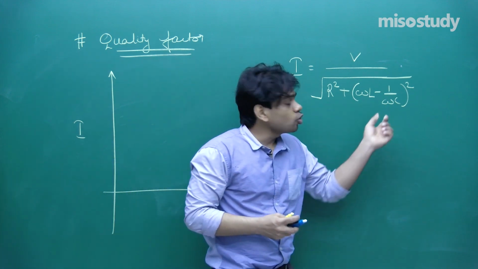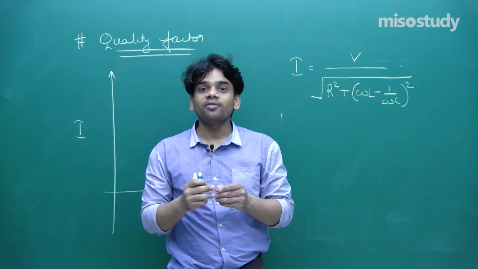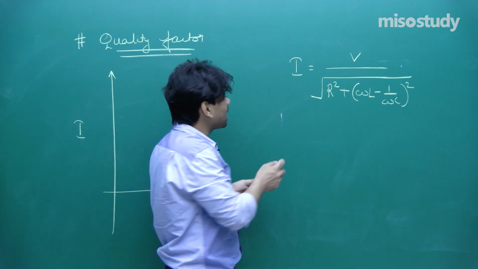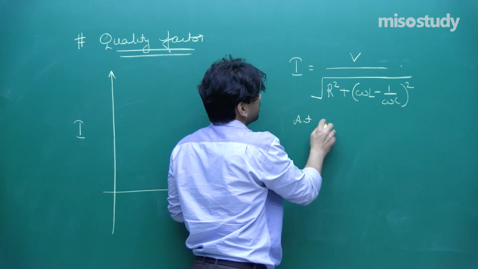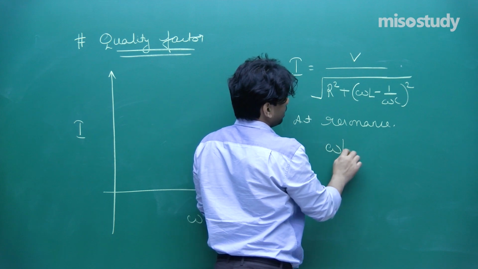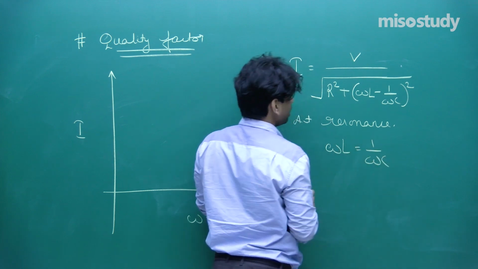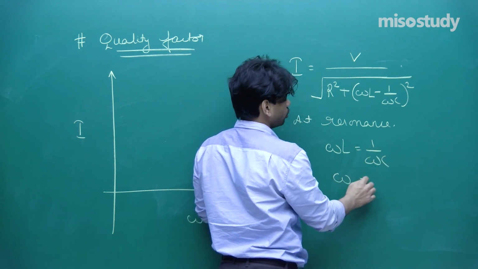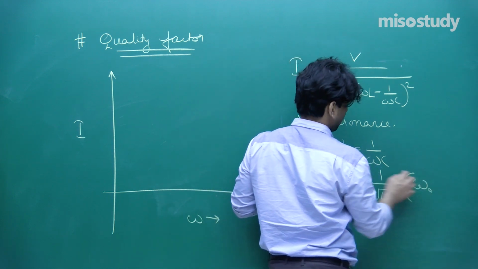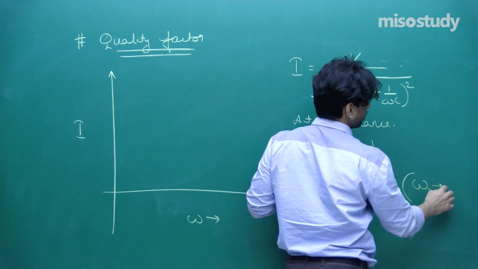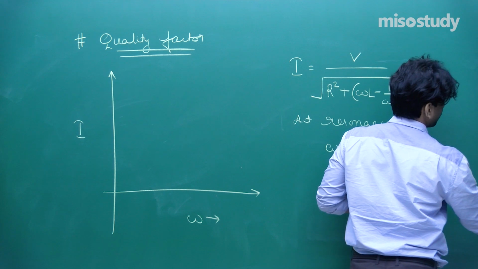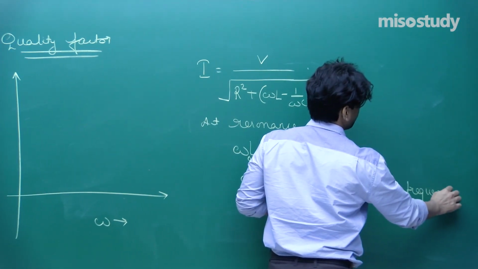If omega L equals omega C, in the case of resonance, the maximum current will flow through the circuit. But now try to understand, at resonance we have omega L equals 1 upon omega C. I am using omega naught for the resonant frequency. Here omega naught is the resonance frequency, or resonant frequency.